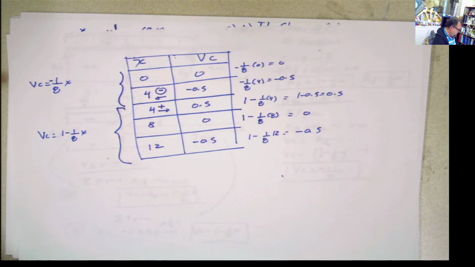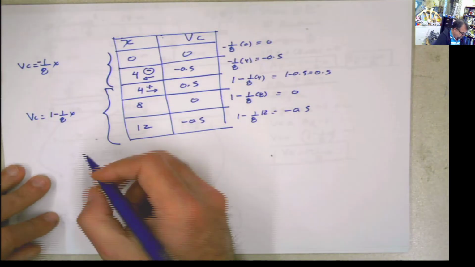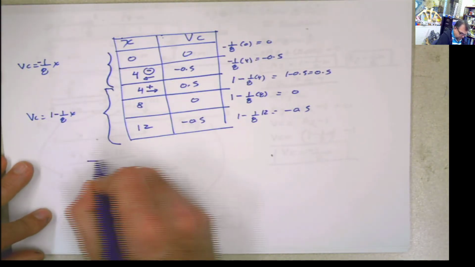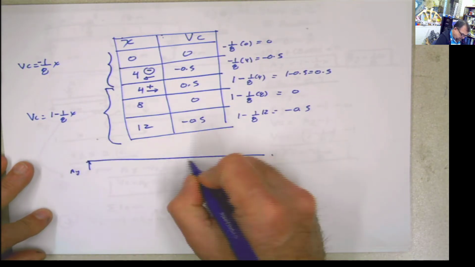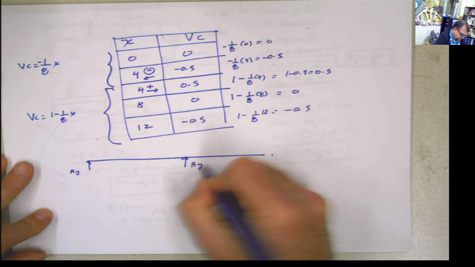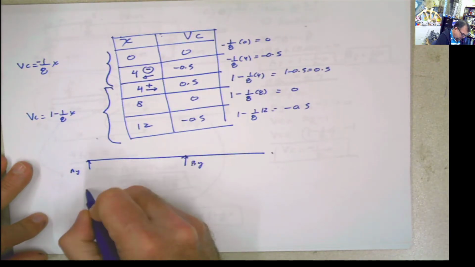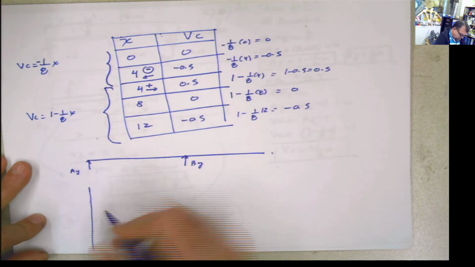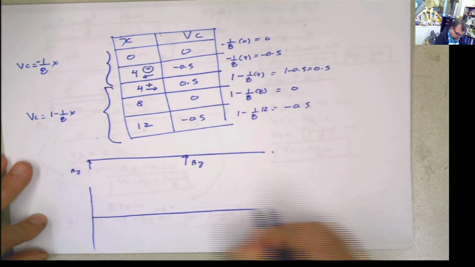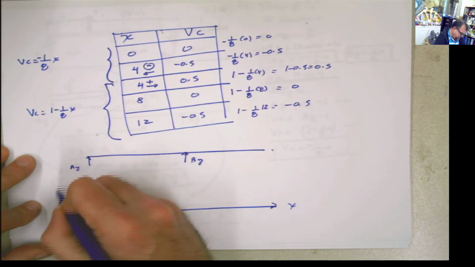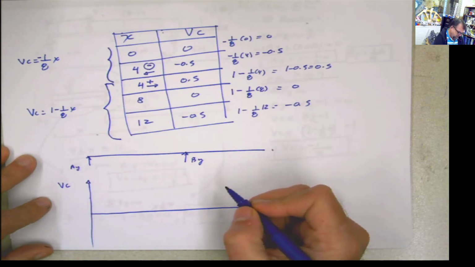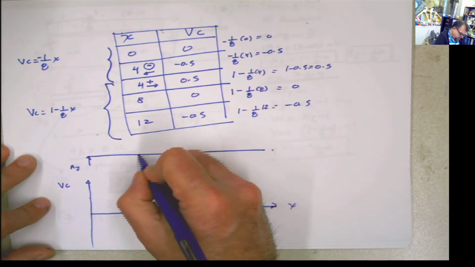So what is the next step? The next step is plot it. Let's plot the shear. Plotting the shear. I'm going to put here my AY, my BY, and this is going to be my axis X, and this is going to be my shear. Now the point C is here.